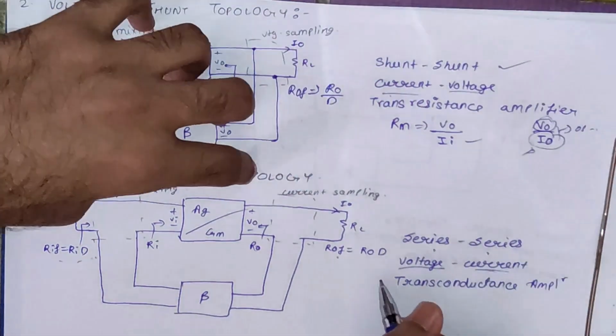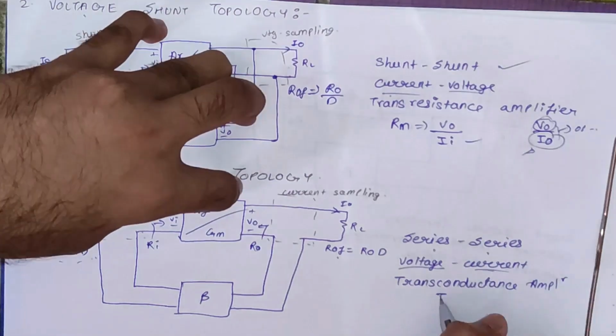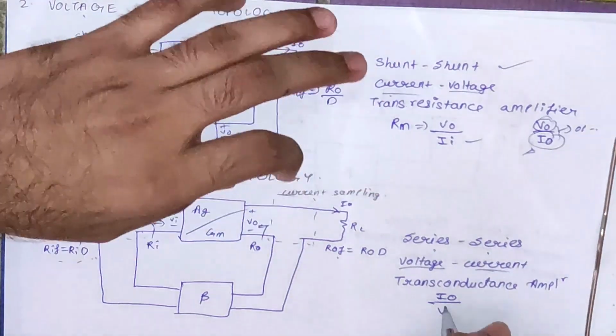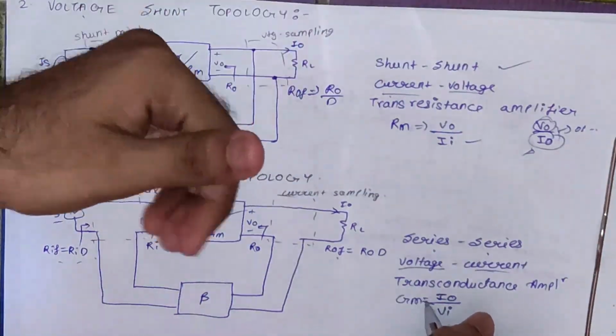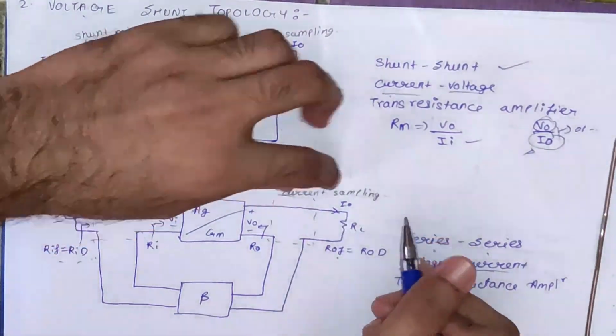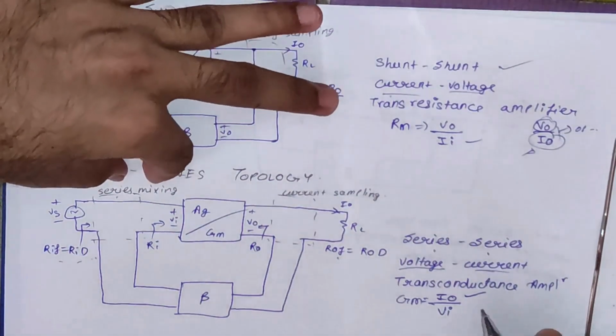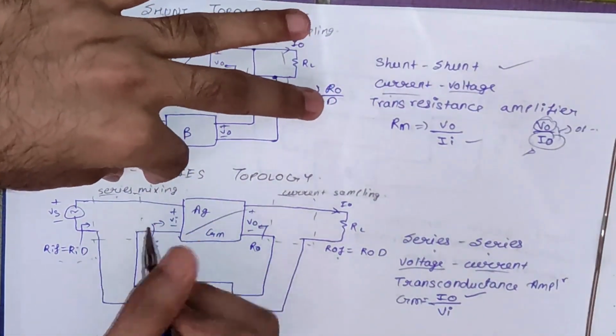It can also be said to be a transconductance amplifier because we have output current and input voltage. So this is the gain of this amplifier. You can also refer to it as having current sampling, basically output current, and at input we have series mixing, basically voltage mixing.